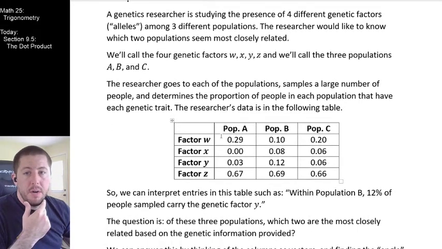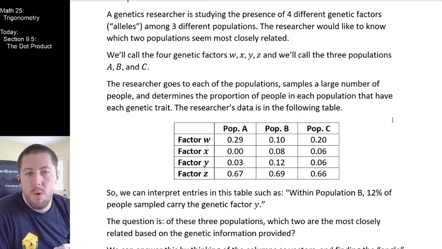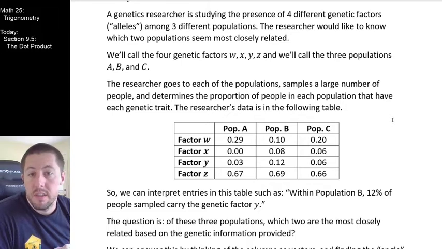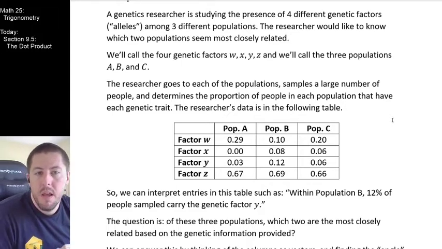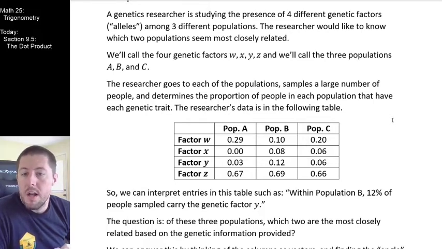In our example here, we've got a genetics researcher. What a genetics researcher is currently doing in this hypothetical scenario is studying the presence of 4 different genetic factors or alleles among 3 different populations. The researcher wants to know which 2 populations seem to be the most closely related to one another. I'm going to call the four genetic factors lowercase w, x, y, and z. We're going to call the three populations capital A, B, and C.